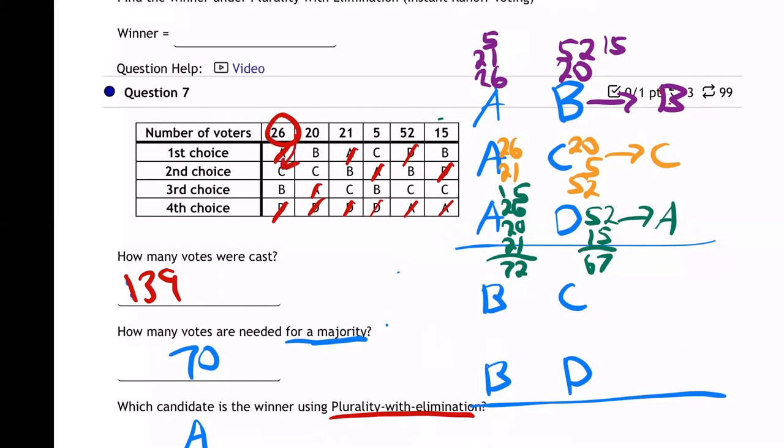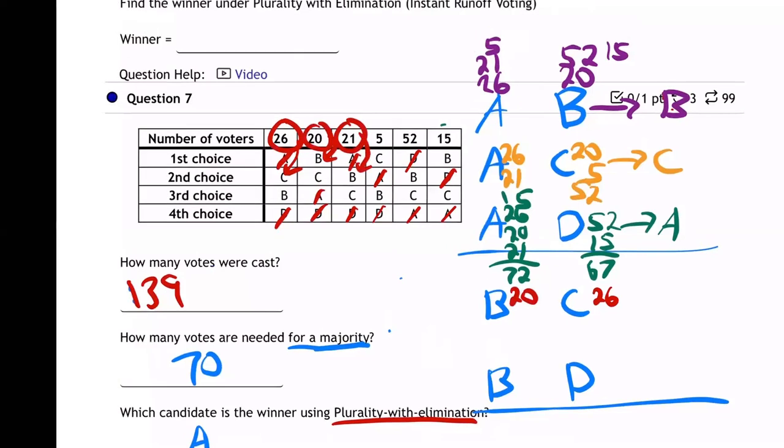26, who do you guys like better? They like C. 20, who do you like better? They like B. 21, who do you like better? They like B. 5, who do you like better? They like C. 52, who do you like better? B. Oh, that's it. That's enough. B's got it, huh? B's got it. Got it. Okay. Does that make sense so far? All right, now I'll do B and D.